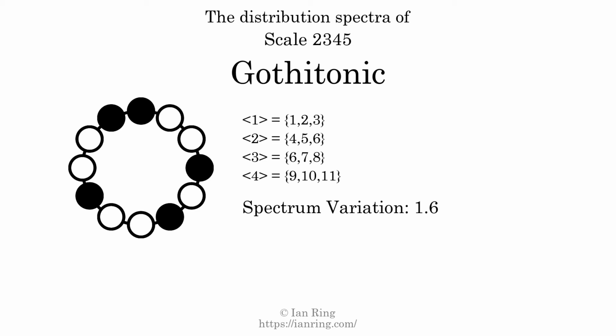divided by the number of tones. The spectrum variation of this scale is 1.6. Since the variation is greater than 0, this indicates that the scale is not perfectly even. The highest spectrum width is 2. Since this is greater than 1, we know that this scale is not maximally even.